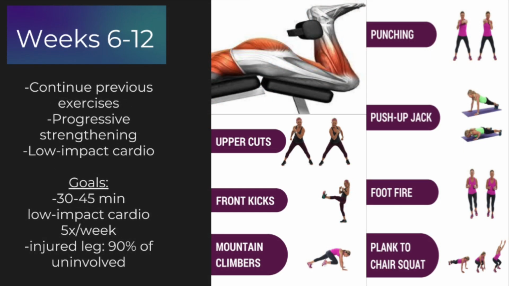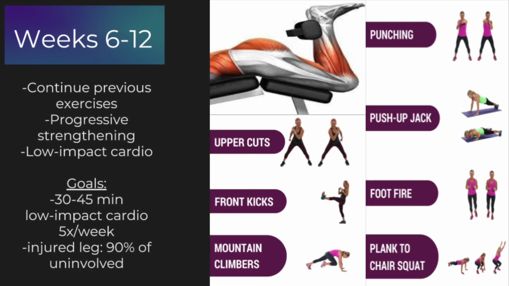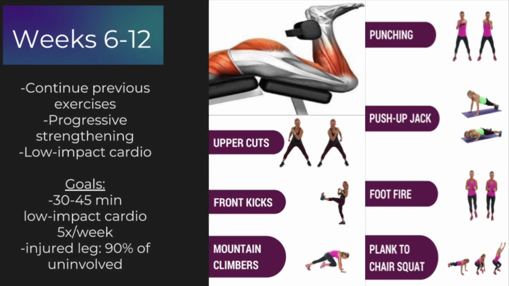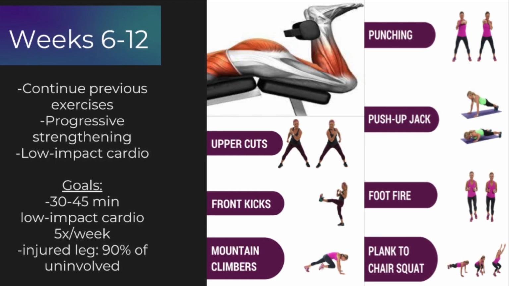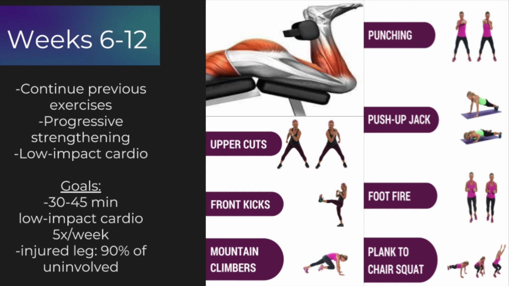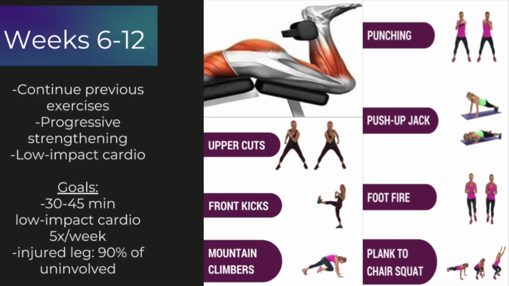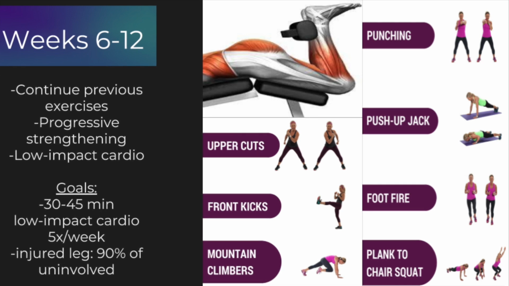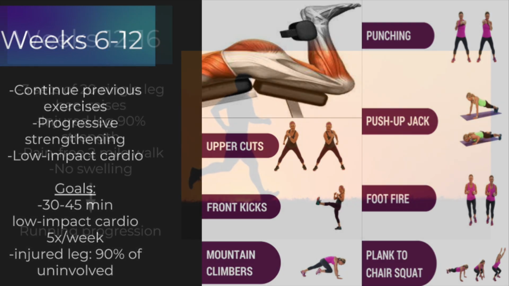Weeks 6 through 12, the patient should continue previous exercises with the inclusion of a progressive strengthening and low-impact cardio program. Goals for this phase include 30 to 45 minutes of low-impact cardio 5 times a week and to have strength of the injured leg be at 90% of the non-involved leg. Exercises include the leg press machine, knee extension and hamstring curl weight machine, and push-up sit-up progression.